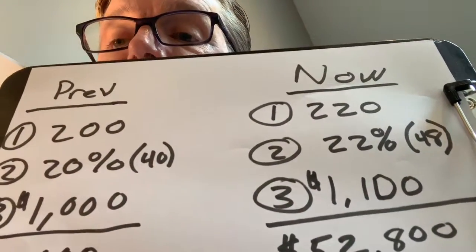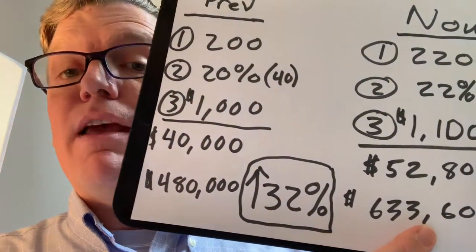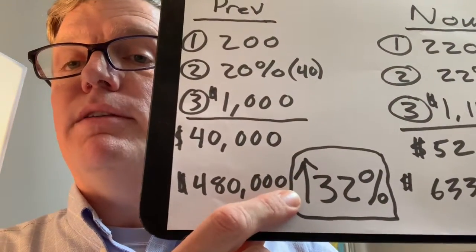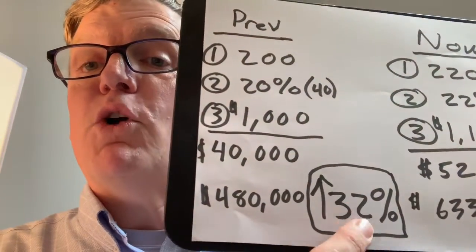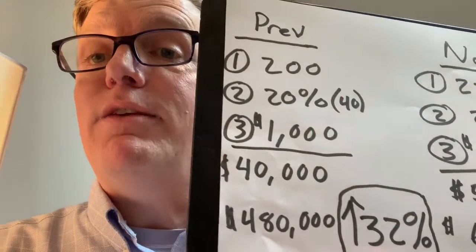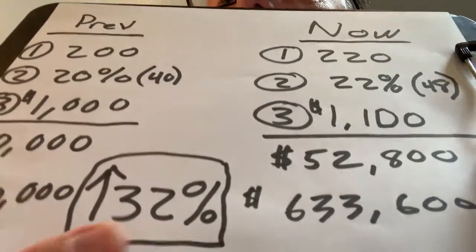That adds up to $52,800. Or if you look at the bottom number down here, $633,600. And that's an overall increase. We were increasing each of these numbers just 10%, but we increased the overall bottom number by 32% on an annualized basis. A 32% increase in our annual revenues thanks to small, tiny 10% increases in our three crucial numbers.